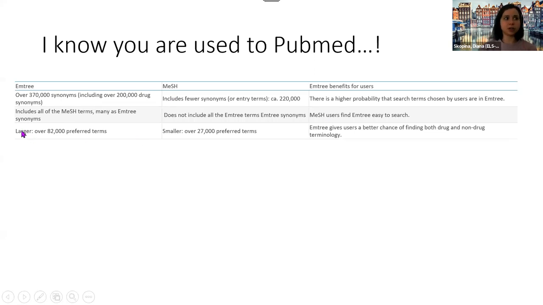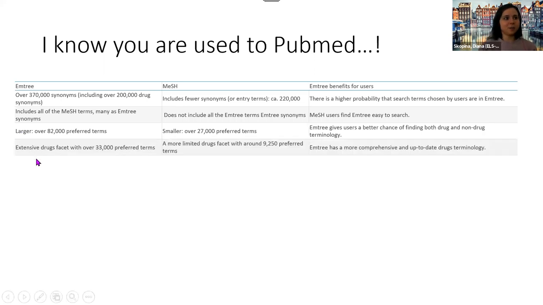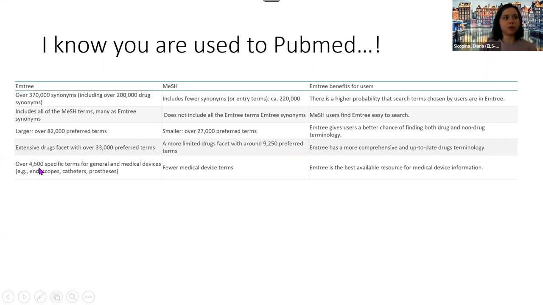Emtree as a thesaurus is larger. It has over 82,000 preferred terms, when MeSH has just 27,000. It is just numbers, but at the end, when you're working with the tool, you're going to see the difference better. You have exhaustive drug facets with Emtree, and we're going to show you more on it a little bit later in the live demo. And for the drug facets in PubMed, it is just 9,000 terms. Then you have over 4,500 specific terms for general and medical devices. And I'm not sure if you have any connection to medical devices, but it can be specifically relevant for you. And of course, there are fewer medical terms when using PubMed.